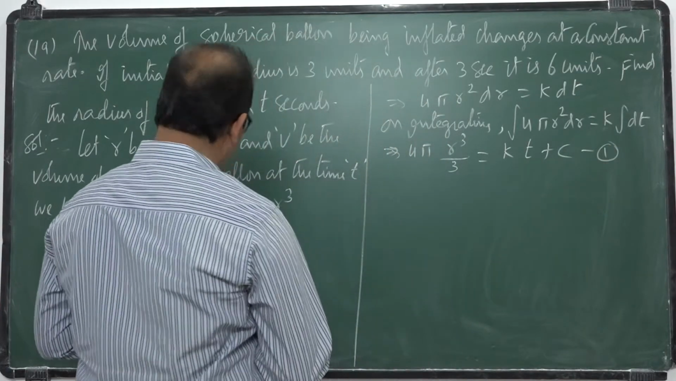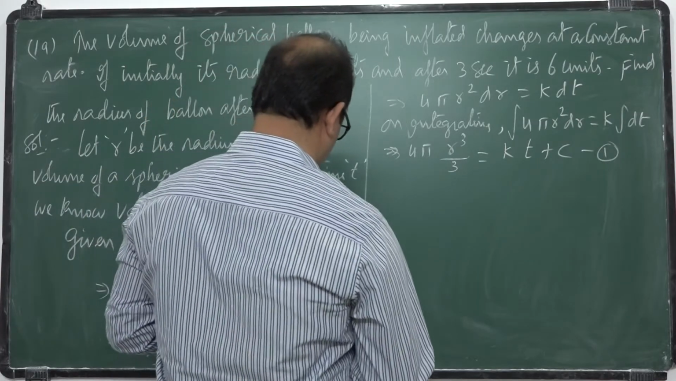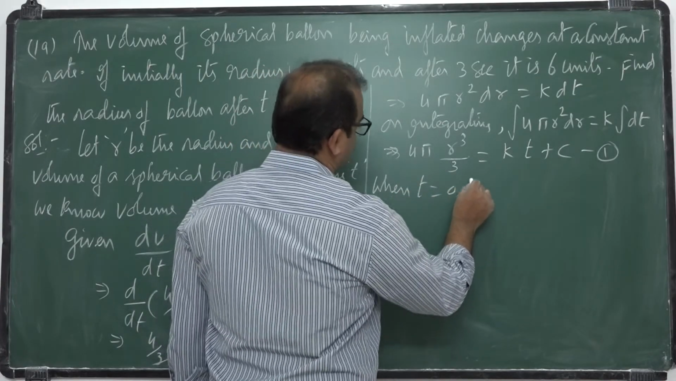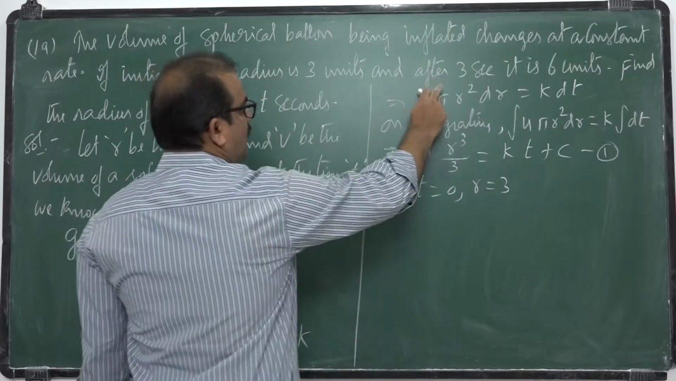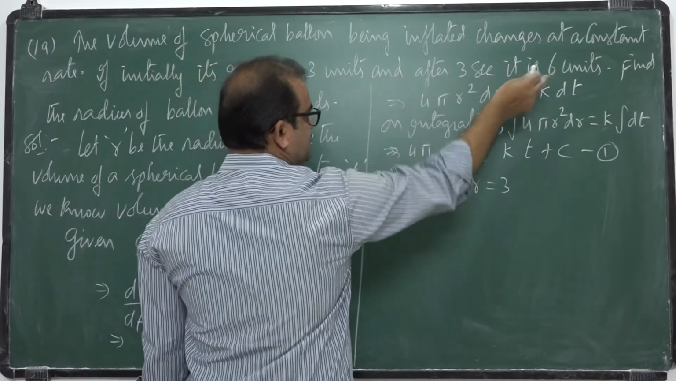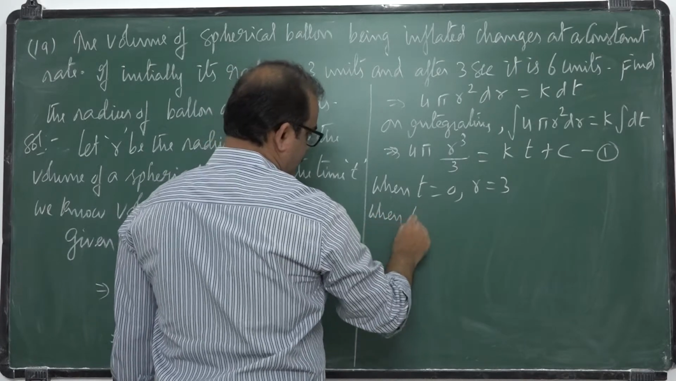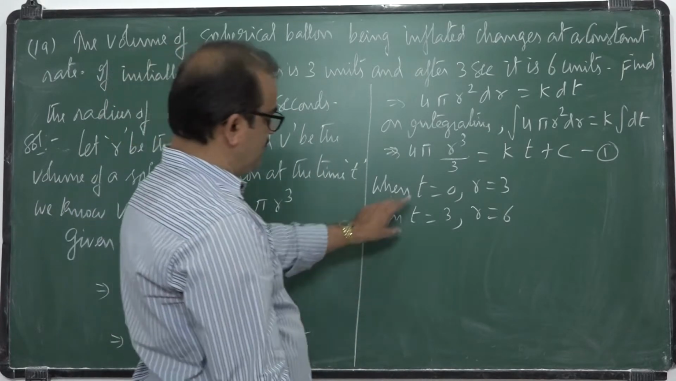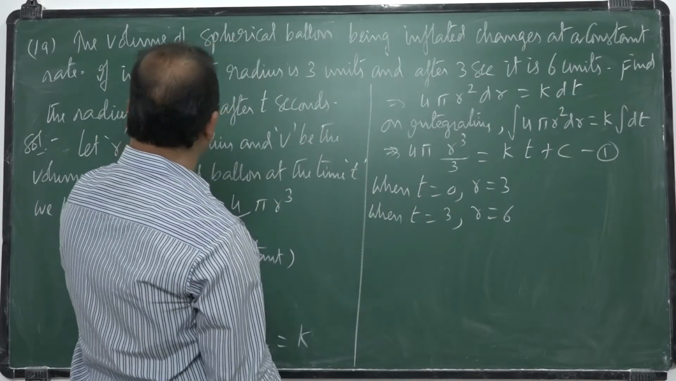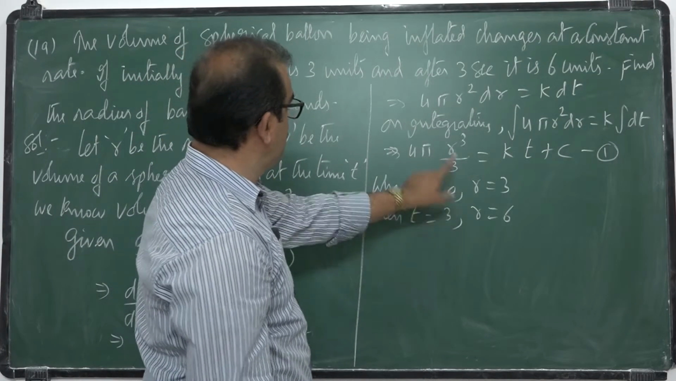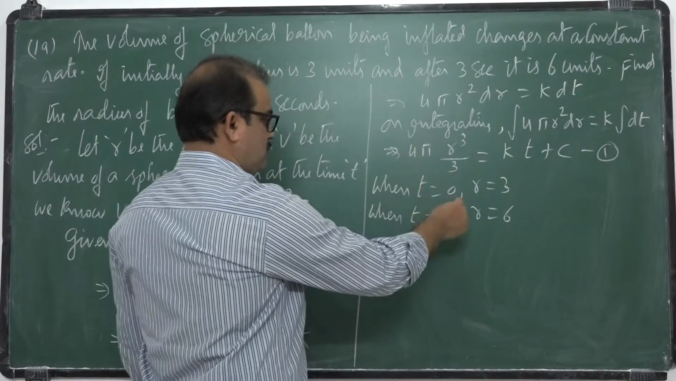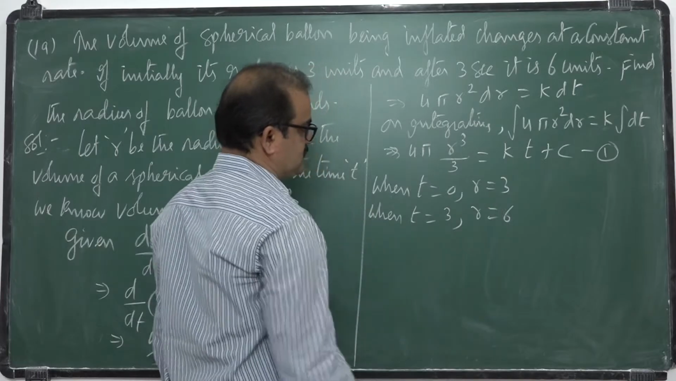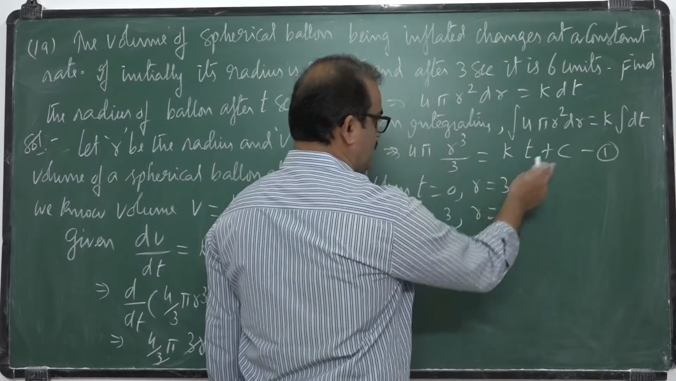But what is given? Initially the radius is 3. Initially means when t is equal to 0, radius r is equal to 3. After 3 seconds, when t is equal to 3, r is equal to 6. You observe these two conditions. Now substitute these two values in equation 1.